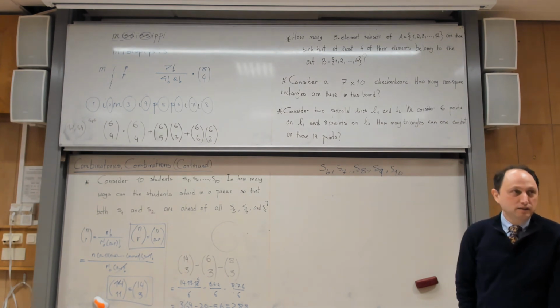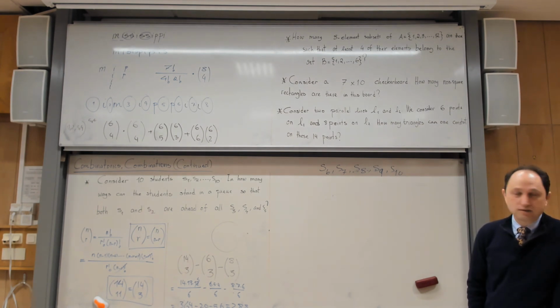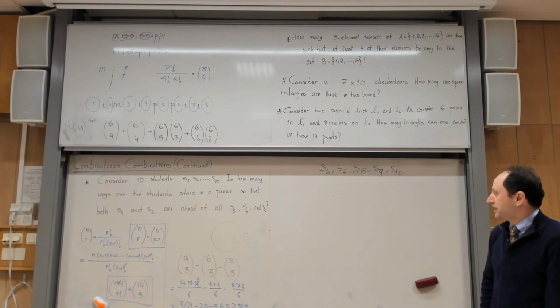Okay, anyway, but so let me see. I don't know exactly myself right now. So we have 10 students. In how many ways can the students stand in the queue so that S1, S2 are both ahead of these? Yes.